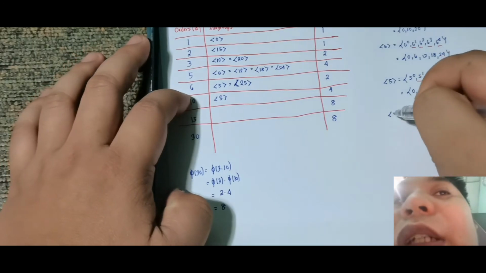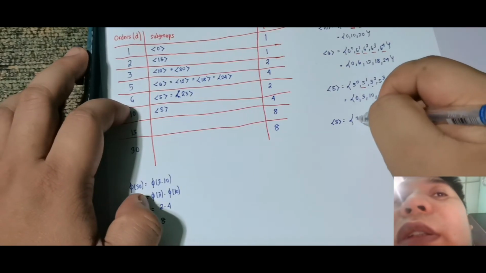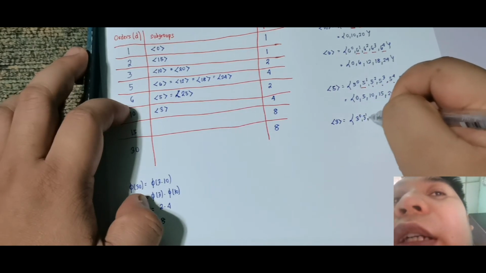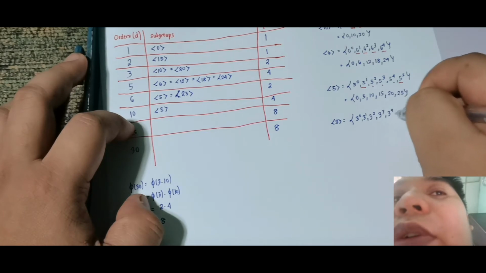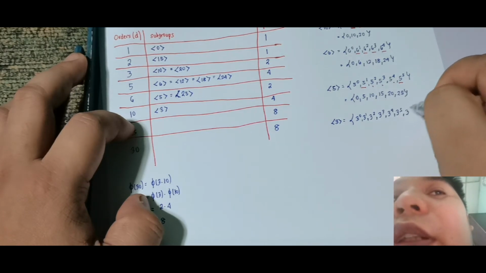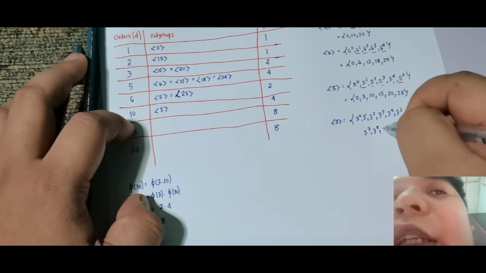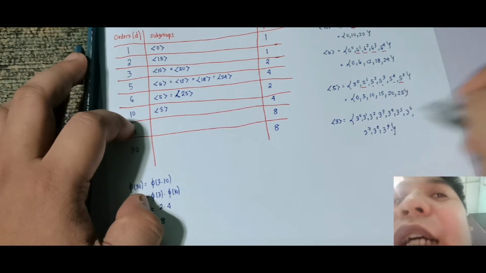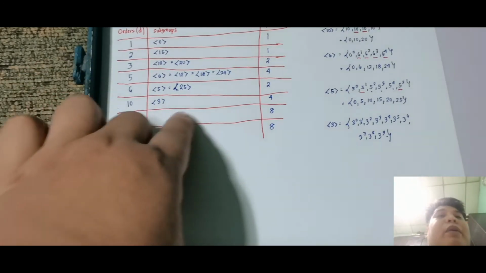So cyclic subgroup generated by 3 is equal to the set containing 3 raised sa 0, 3 raised sa 1, 3 raised sa 2, order 10 yan ha, 3 raised sa 3, 3 raised sa 4, 3 raised sa 5, 3 raised sa 6, 3 raised sa 7, 3 raised sa 8, 3 raised sa 9, then tigil na kasi hanggang order 10 lang. So ngayon, kunin natin yung mga, sabi ano na 4 sila eh.